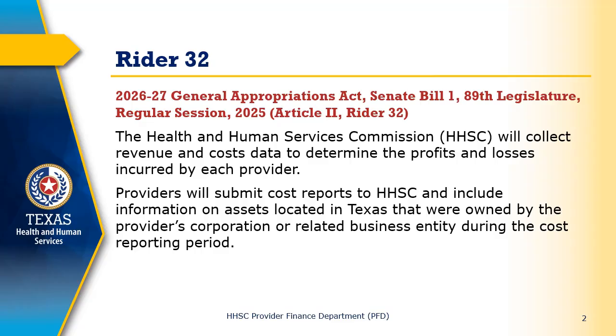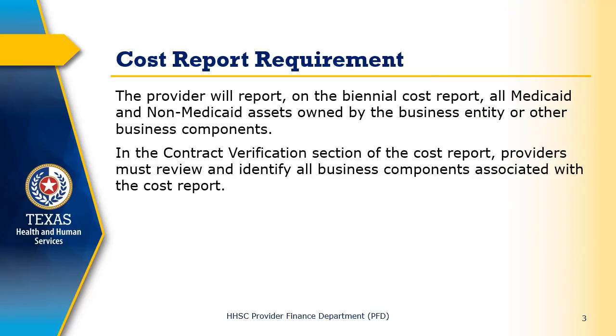Providers will submit cost reports to HHSC and include information on assets located in Texas that were owned by the provider's corporation or related business entity during the cost reporting period. Next, we will review the cost report requirement. All providers, except for 24 RCC and CPC, will report, on the biennial cost report, all Medicaid and non-Medicaid assets owned by the business entity or other business components.